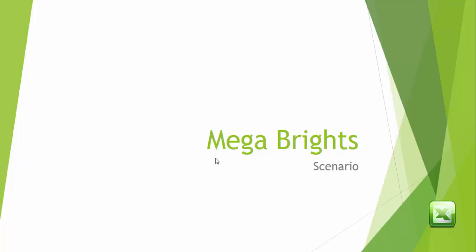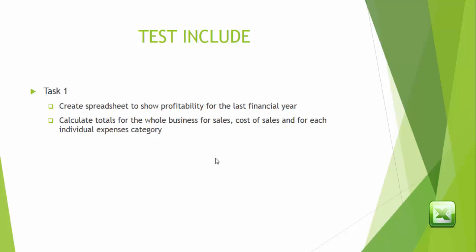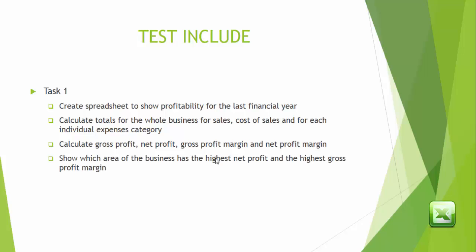Megan Bright's scenario. Test includes: Task 1. Create a spreadsheet to show profitability for the last financial year. Calculate totals for the whole business for sales, cost of sales, and for each individual expenses category. Calculate gross profit, gross profit margin, and net profit margin. Show which area of the business has the highest net profit and the highest gross profit margin. Format the worksheet.